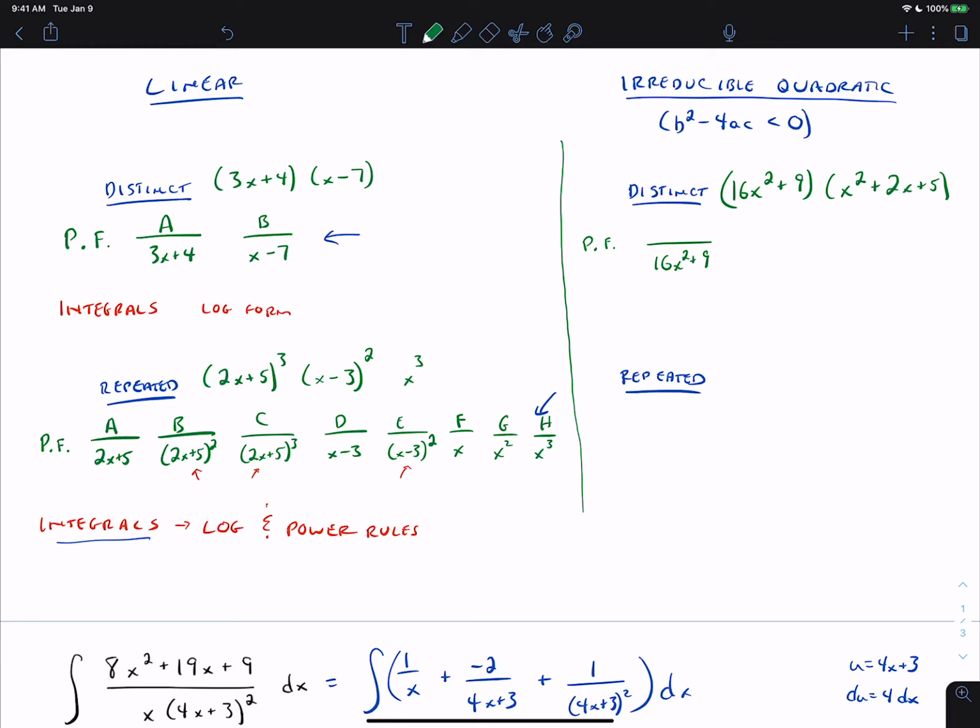Well, the idea is that the numerator would be a smaller degree, which means we don't know whether it's degree 1 or degree 0. So we assume that it's degree 1, but we allow for the possibility that a might be 0. If that's the case, then the degree of the numerator would be degree 0. But we put ax plus b. Same thing when we have x squared plus 2x plus 5. Then we put something like cx plus d in the numerator. Just keep the numerator's degree smaller than the degree of the denominator.